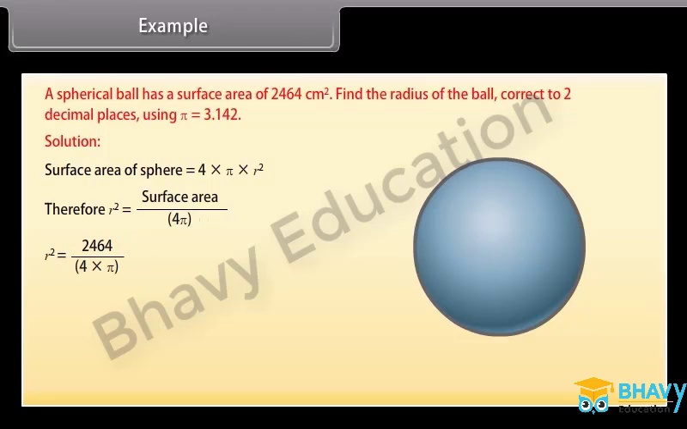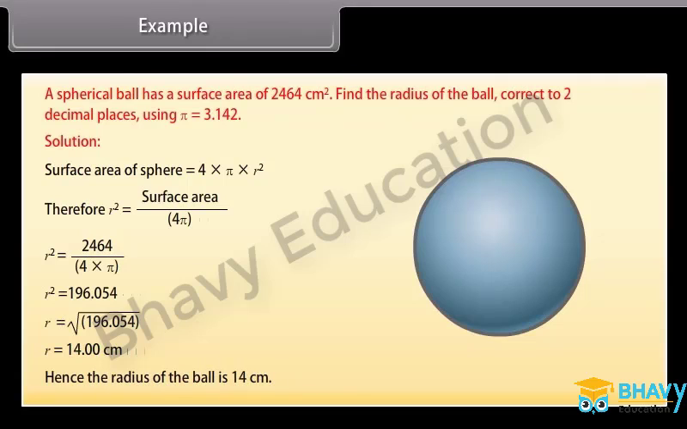R square is equal to 2464 upon 4 into pi. R square is equal to 196.054. R is equal to under root 196.054. R is equal to 14 centimeter. Hence, the radius of the ball is 14 centimeter.